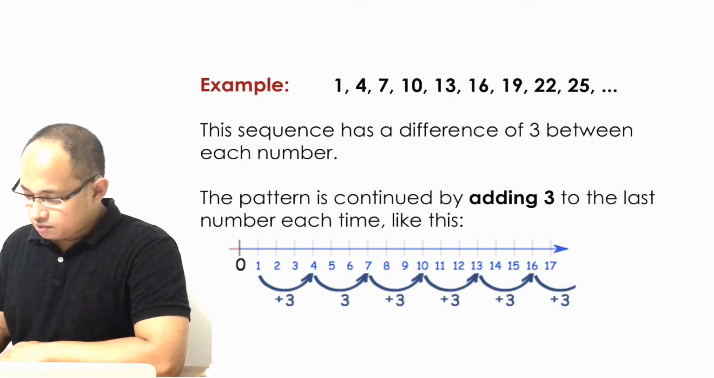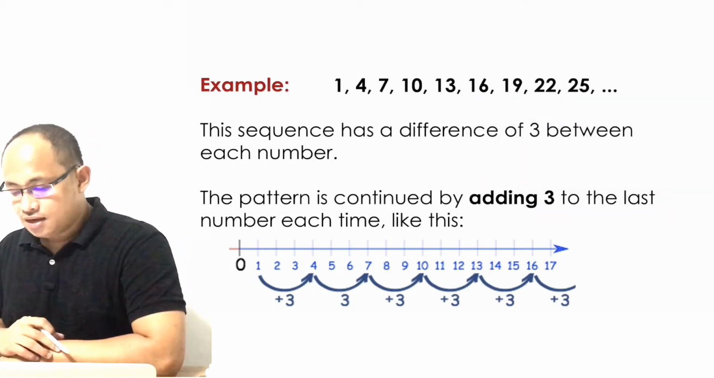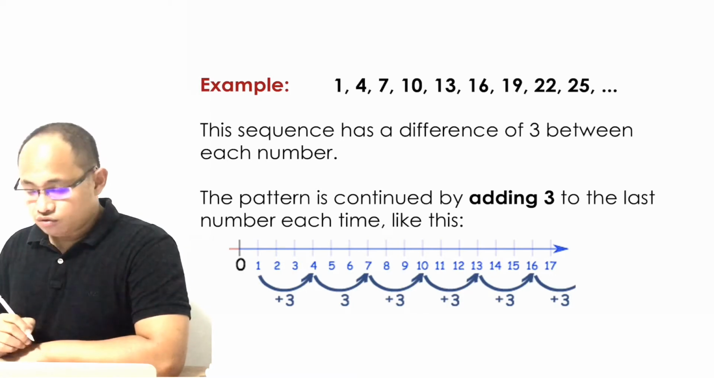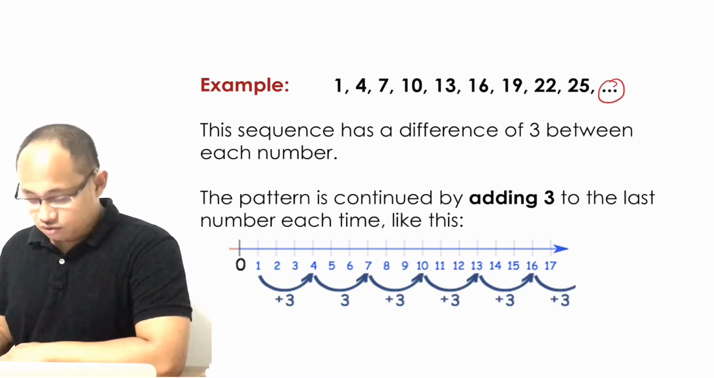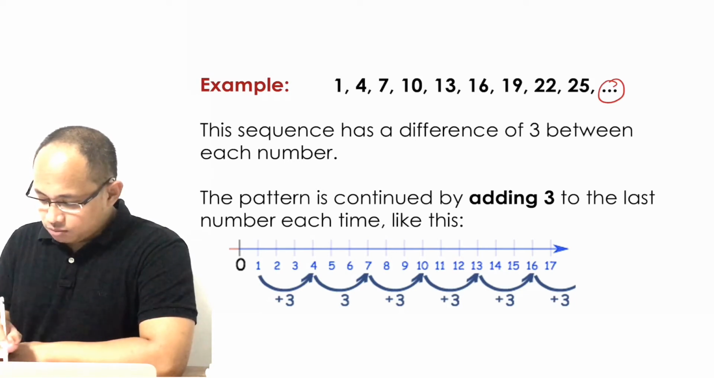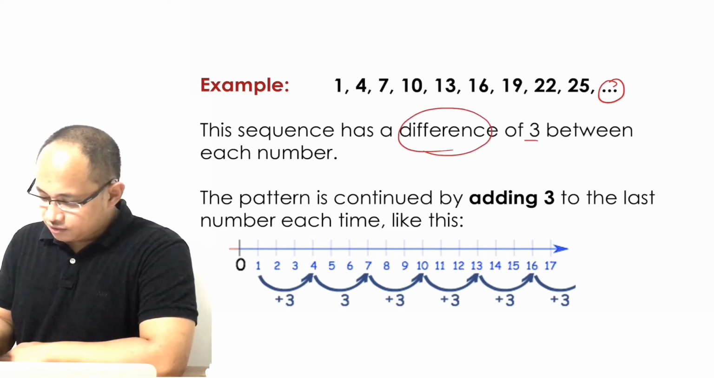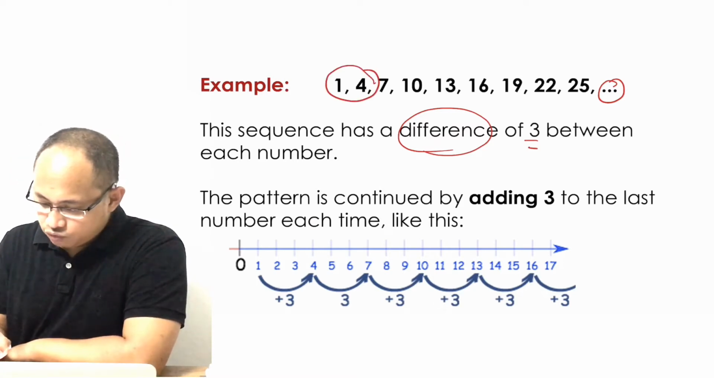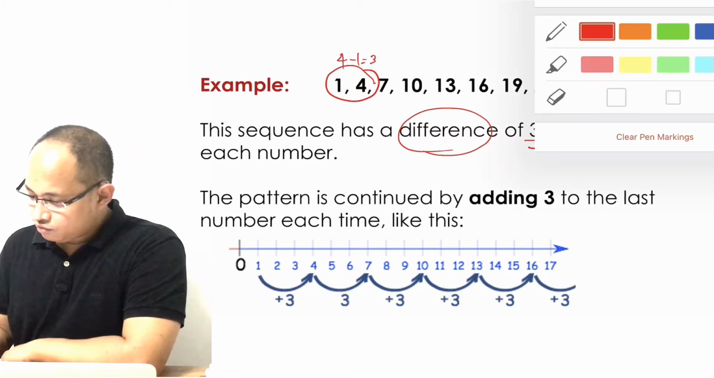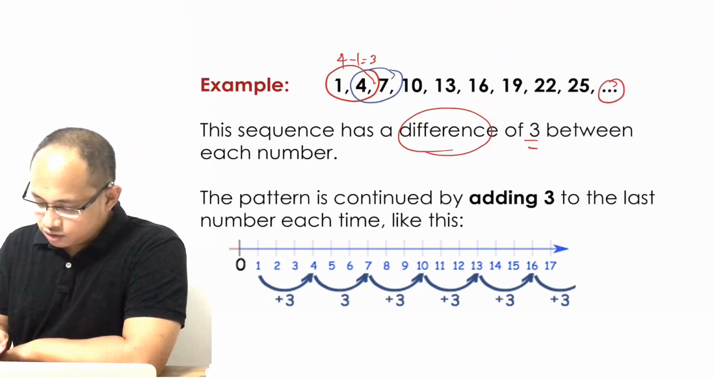Now let's have an example here: 1, 4, 7, 10, 13, 16, 19, 22, 25 with the 3 dots here that says infinite. The more numbers are going to follow. With the common difference here, the difference is 3. Why? When you look at the numbers, 4 minus 1 is equal to 3. Yeah? 4 minus 1 is equal to 3. Now we look here, 7 minus 4, which is equal to 3.